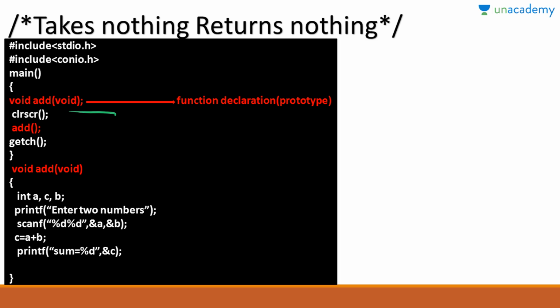So it will execute this program. After finishing its job, it will again come to getch, and it will finish the program. So this is takes nothing and returns nothing. It is easy.